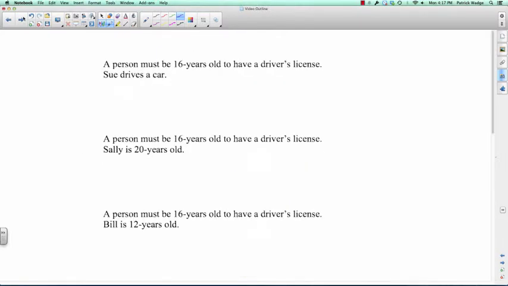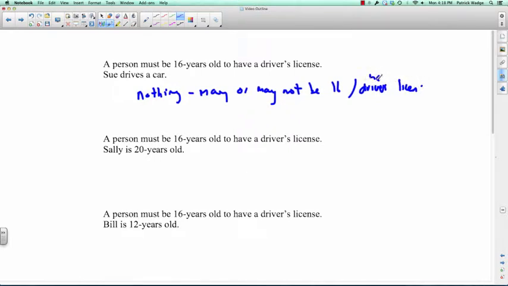Okay, the next one. A person must be 16 years old to have a driver's license. Sue drives a car. Now, we could probably debate this one. Some of you might say, well, then Sue's definitely 16 years old. But is it possible that Sue drives without a driver's license? Yeah, this happens all the time. Sadly, people drive without a driver's license. You go out to the prairies, apparently a lot of kids when they're 12, 13 years old are driving tractors and stuff around the farmyards. So, in fact, with this statement, there's nothing you can say. She may or may not be 16, and she may or may not have a driver's license.